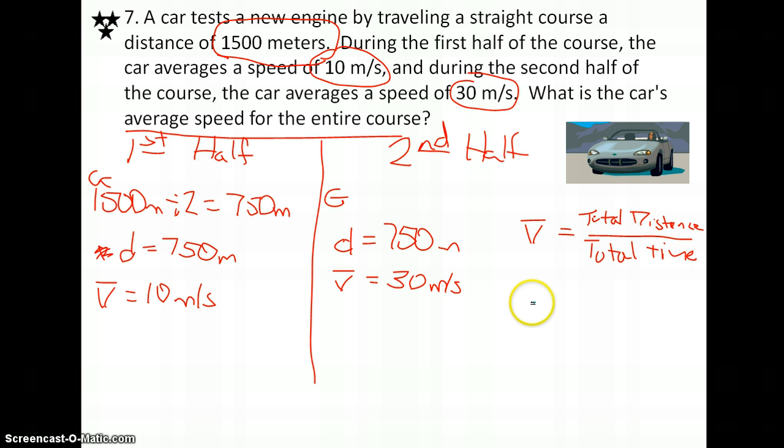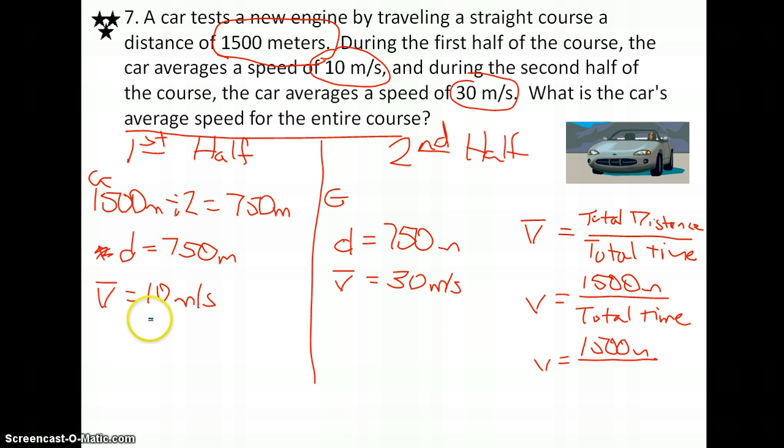So we know the total distance. The total distance that the car is moving is 1,500 meters. That's the distance for the entire track. But we do not know the total time. How long was that car on the track for? So we've got to figure that out, come back, and we're going to plug it in here. So we've got 1,500 meters, and we're going to plug in the total time there.